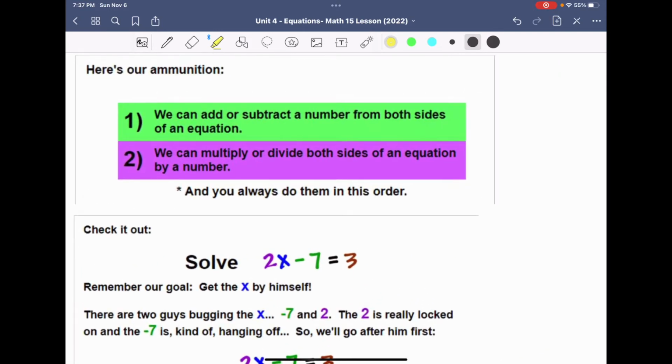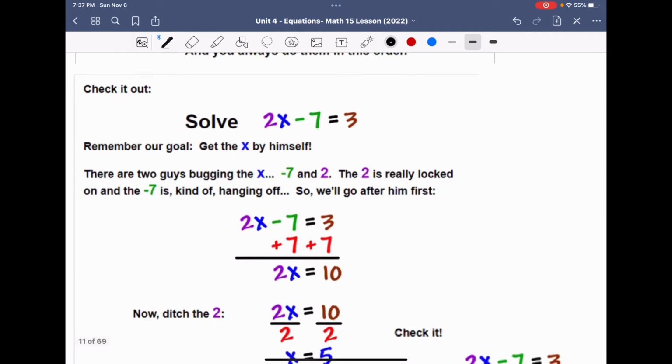All right, so here are the tools we have to work with. Our first one is we can add or subtract a number from both sides of an equation, or we can multiply and divide from both sides of an equation in a way that would allow us to isolate for x. So consider the example below. We have 2x minus 7 is equal to 3. Well, in order to get this x by itself, we're going to have to do a couple operations here.